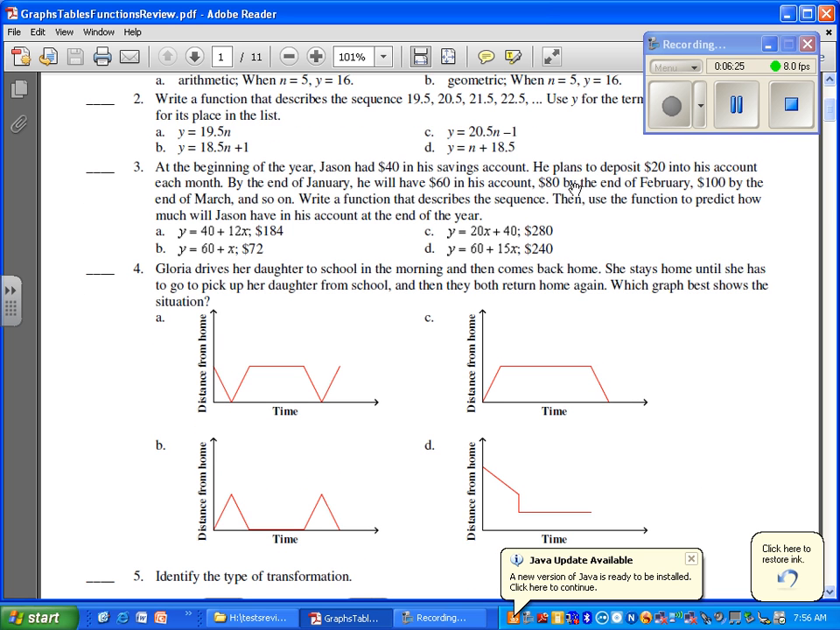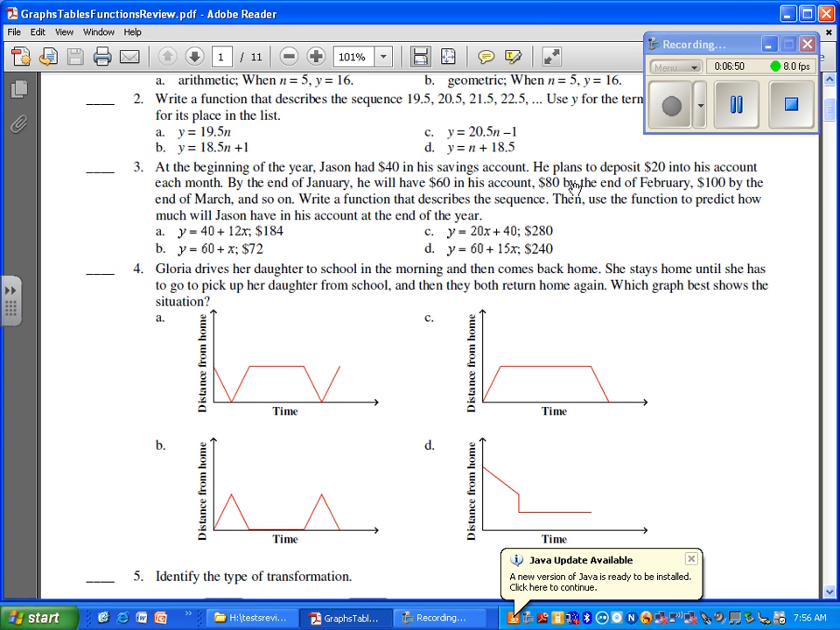All right, number 3. At the beginning of the year, Jason had $40 in his savings account. He plans to deposit $20 into his account each month. By the end of January, he's going to have $60 in his account, $80 by the end of February, $100 by the end of March, and so on. Write a function that describes the sequence. Then use the function to predict how much he'll have in his account at the end of the year.